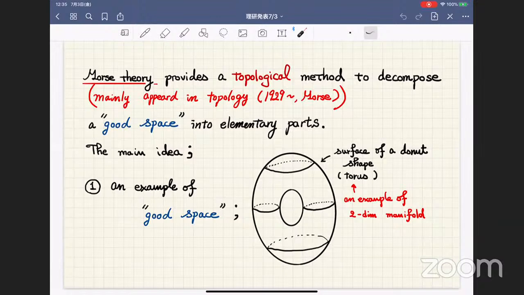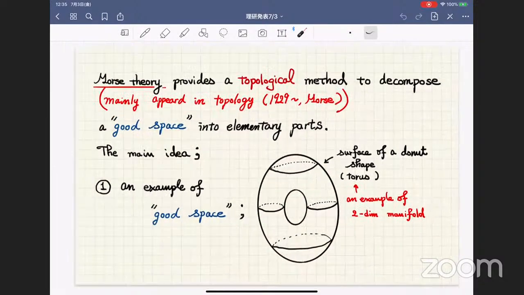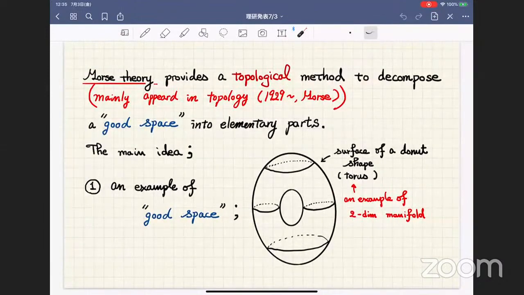In order to explain the main idea, we fix an example of a good space. For the example, we fix the surface of a donut shape. Mathematically it is called the two-dimensional torus, and this is an example of a two-dimensional manifold. But today I will not explain the notion of manifold, so we fix a shape like this. Okay, so this is the first step.